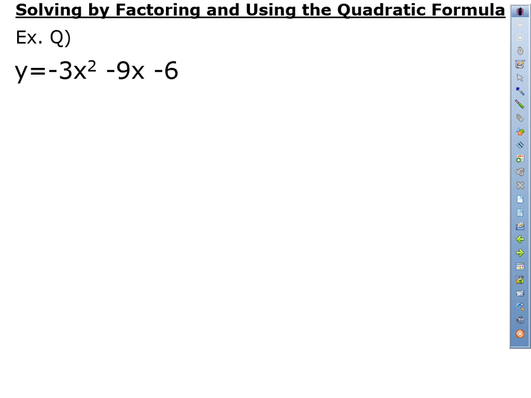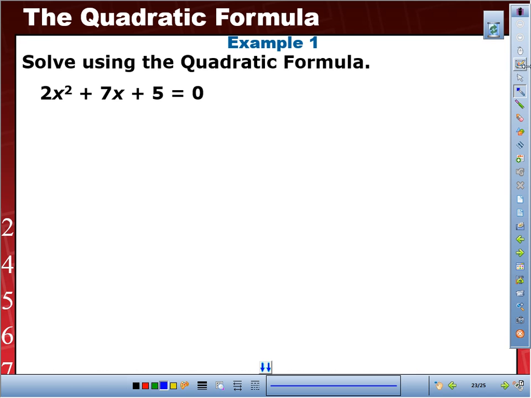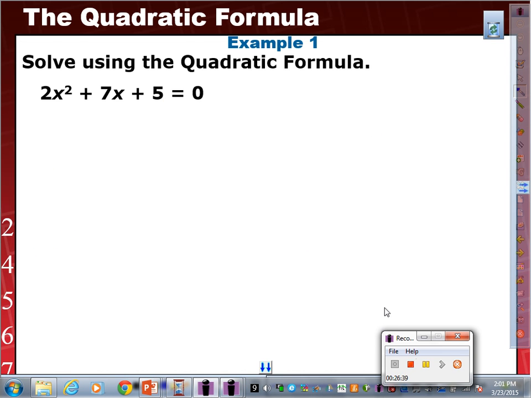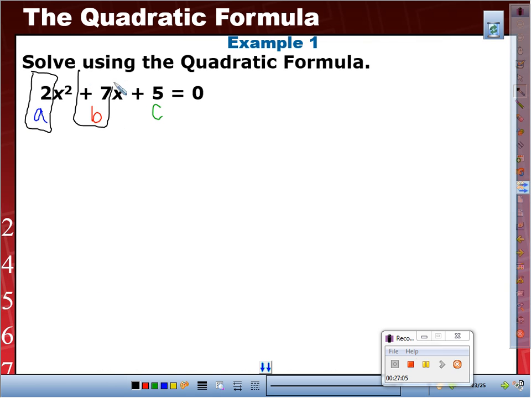Example number 1. So we did one together. Let's do another one, and let's see if we can go a little bit faster now. It says solve using the quadratic formula: 2x squared plus 7x plus 5 equals 0. Copy that, please. Step 1, is it in standard form? Yes, standard form. Step 2, identify A, B, C. What's A? 2. What's B? Positive 7. And what's C? Positive 5. Are we there so far?